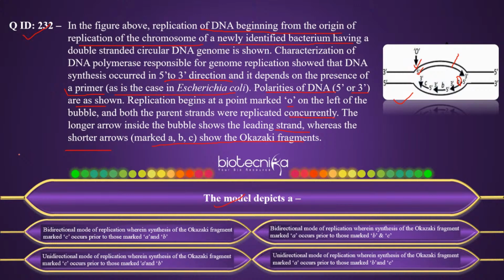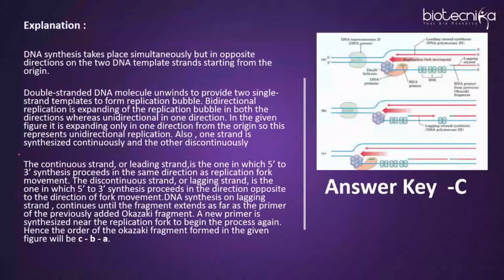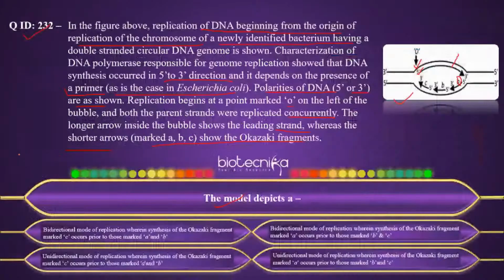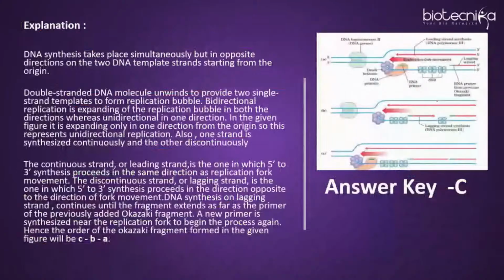Firstly, which one will take place? C will occur or A will occur? Here it is given that option C is the correct one. Option C says the unidirectional mode of replication, wherein synthesis of the Okazaki fragment marked C occurs prior to those marked A and B. So the synthesis of this fragment will take place before B and A.